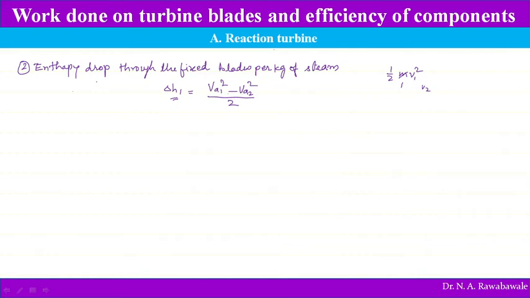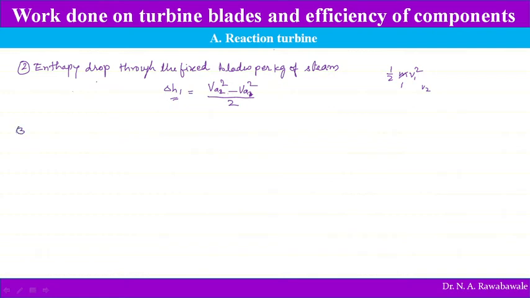This must be VA2 square minus VA1 square. VA2, velocity at exit, is larger than velocity at inlet, so that will be the enthalpy drop.